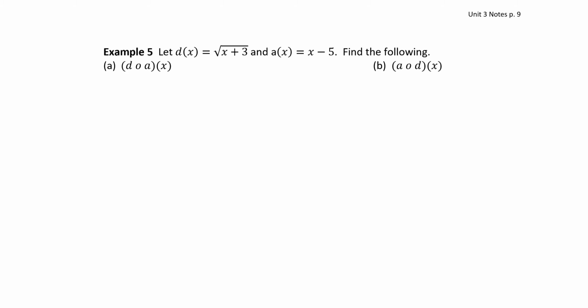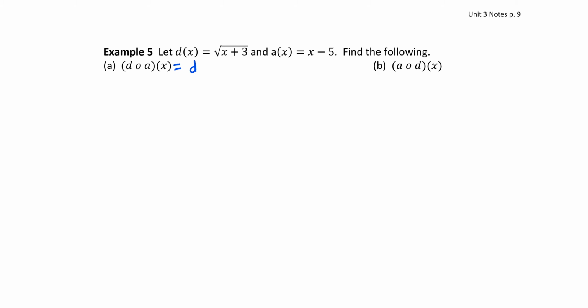Now we have functions d of x and a of x. Functions can be named anything, and oftentimes in practice, they're named for what they model. So d of x might be diameter, for example, a of x might be area, something like that. The argument or variable is x. Find the following, d of a of x.